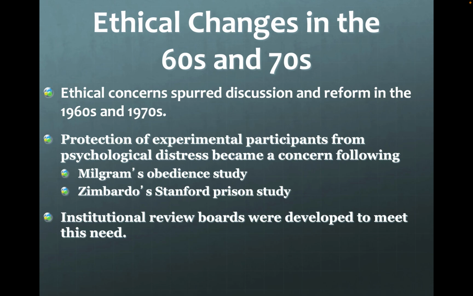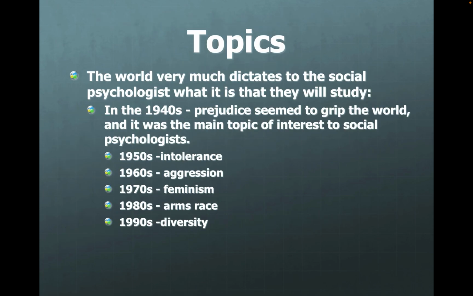So they were doing experiments. These were psychologists doing experiments that were fairly unethical. They were not telling people why they were doing the experiment, and they were having these individuals harm other individuals. The world very much dictates to the social psychologist what it is that they will study.